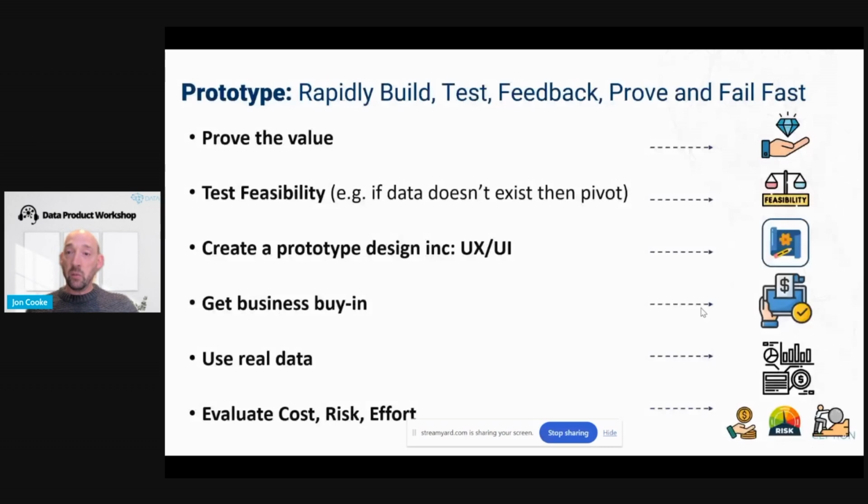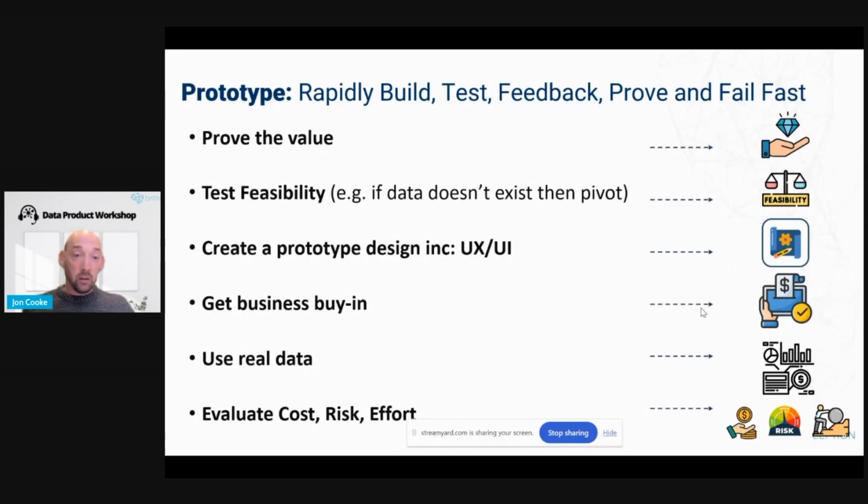What we're trying to do is prove out the value. We've come up with a hypothesis that if we put some AI in this particular part of the business process, it's going to produce this much value. We need to prove that. And that again doesn't need to be enterprise grade, but it needs to prove that, oh yes, we can actually achieve that kind of value. We need to test the feasibility. So again, we talked about if the data doesn't exist for that particular model, we then need to be able to pivot, and I'll give you some options around that later on.